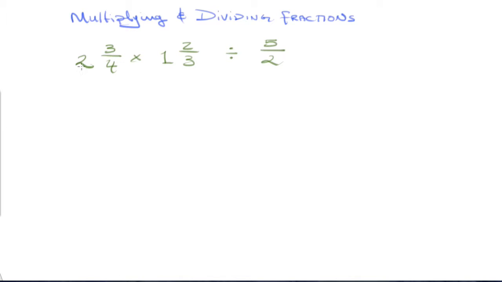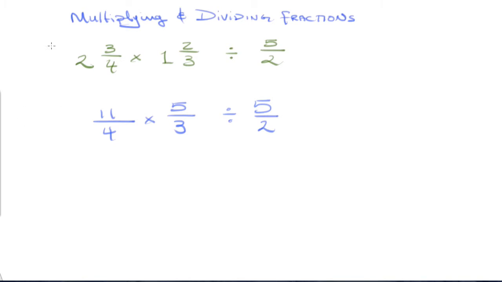To do that, we do 2 times 4 plus 3. 2 times 4 is 8 plus 3, that's 11 over 4. Times 1 times 3 is 3 plus 2 is 5 over 3. Notice that the denominators remain the same. Divided by, this is already improper, so 5 over 2.